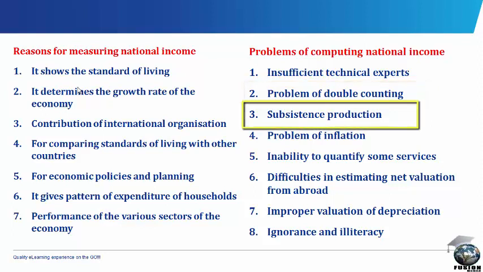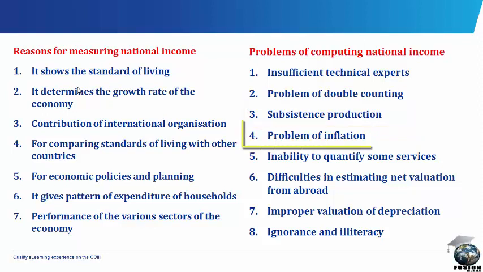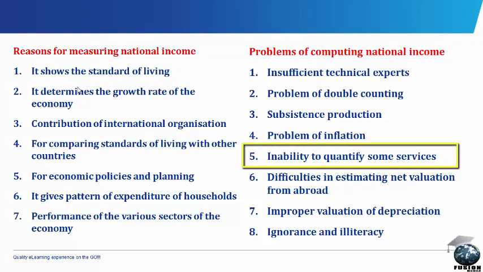Subsistence production. The predominance in the Nigerian economy of subsistence agriculture makes estimation difficult. Problems of inflation. The national income figures can be over or underestimated as a result of inflation or deflation. Inability to quantify some services. Some services are not easily quantified, thereby affecting the national income estimates.